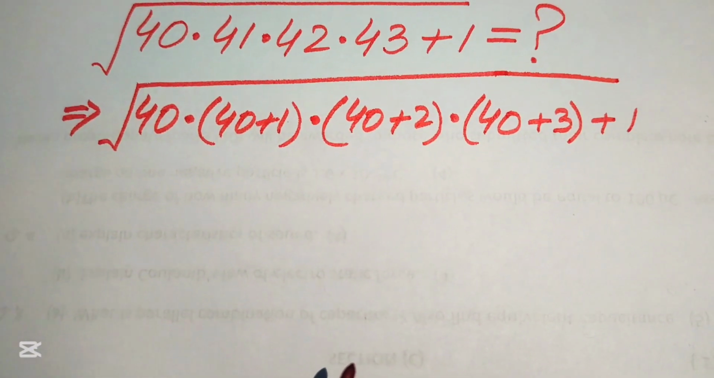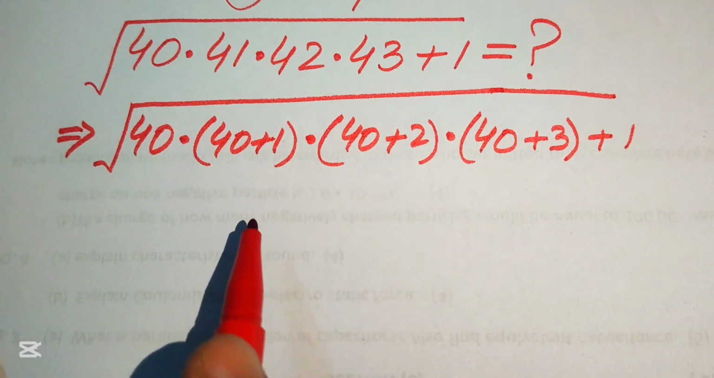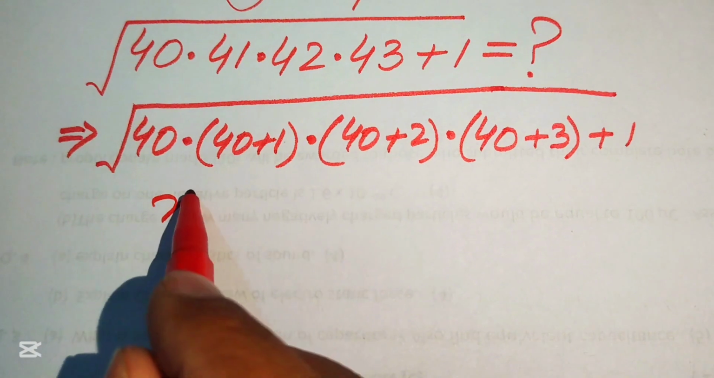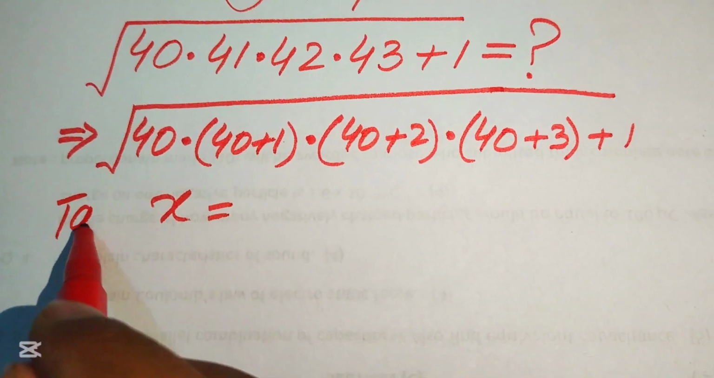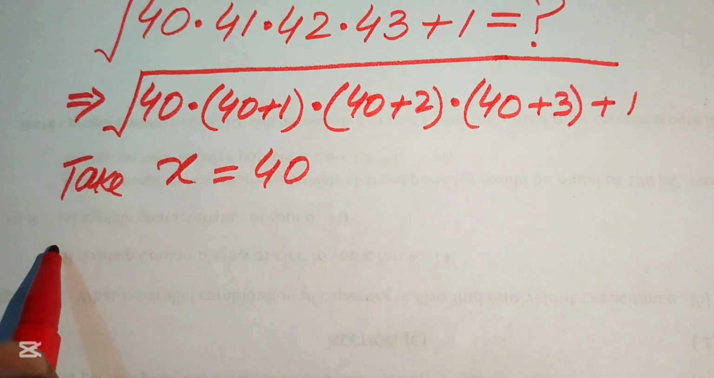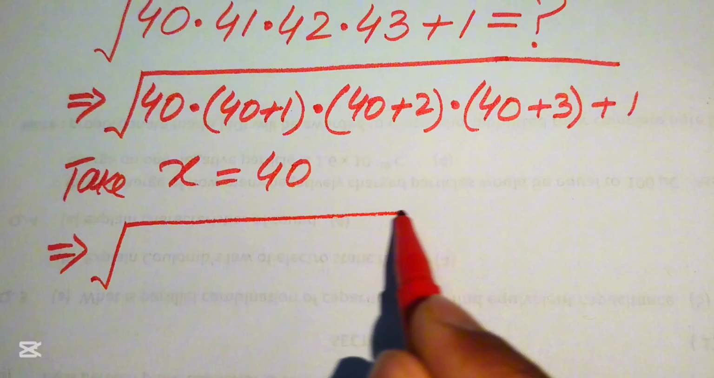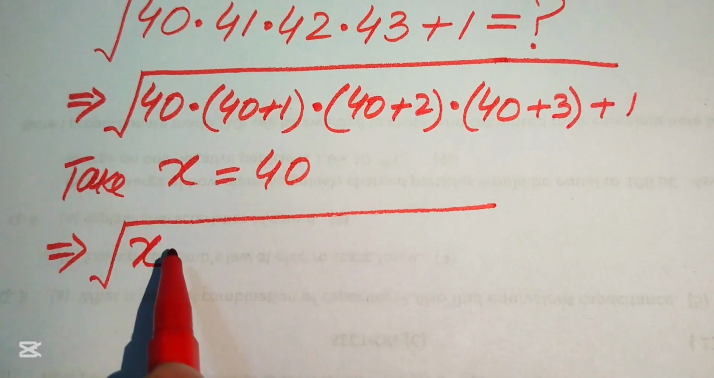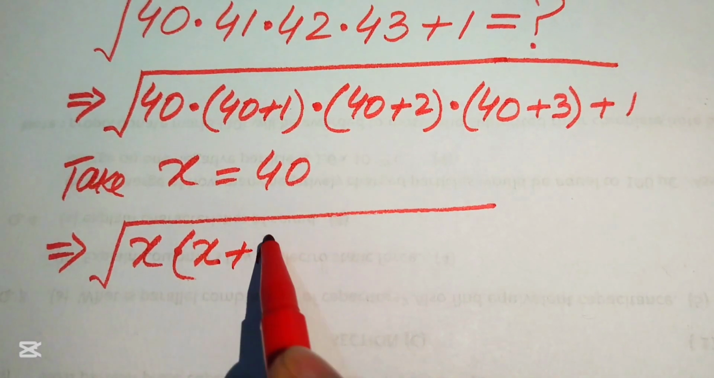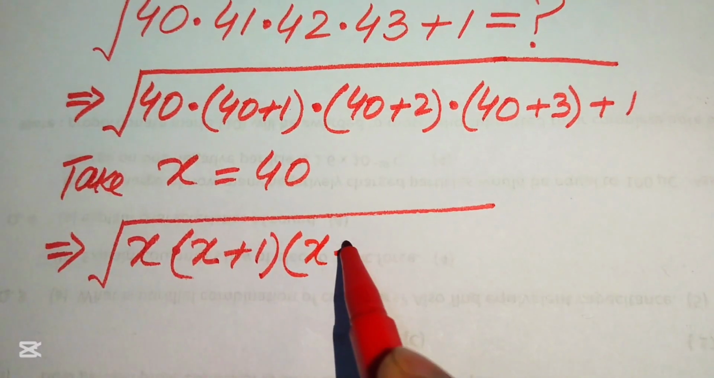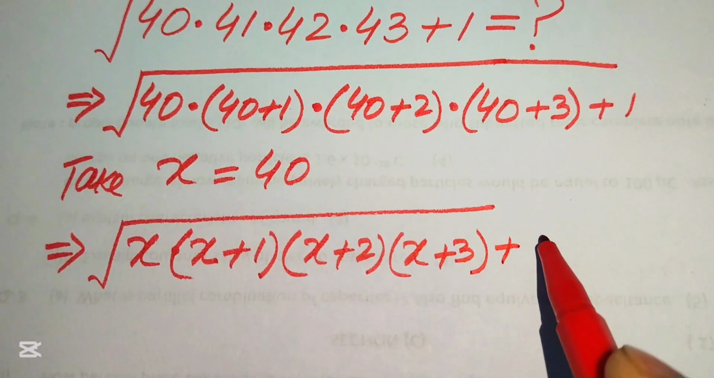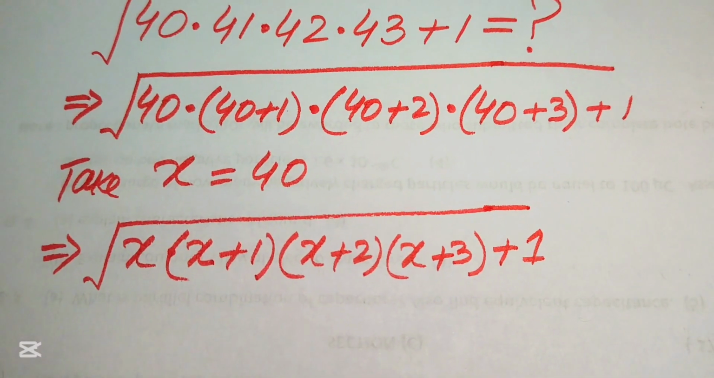After this step, you see that each of these terms involves 40, so now we take 40 equals x. We take x equals 40. So when you put x equals 40 into the above algebraic expression, it is written as x times x plus 1, because 40 equals x, then x plus 2, then x plus 3, and plus 1. Okay, so this is the simplified form.